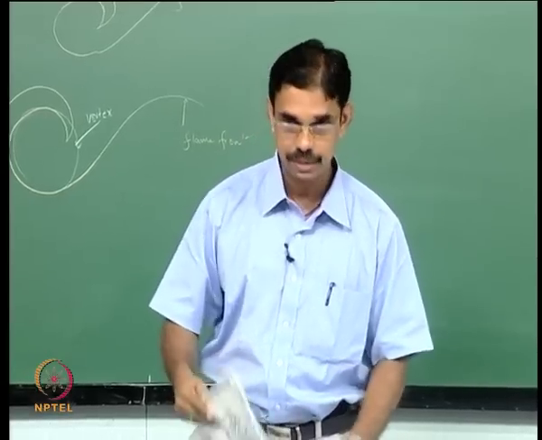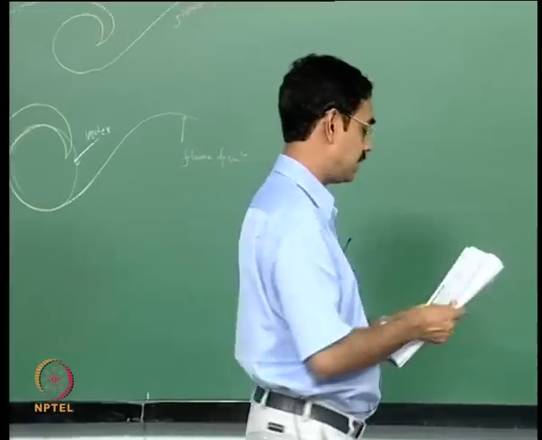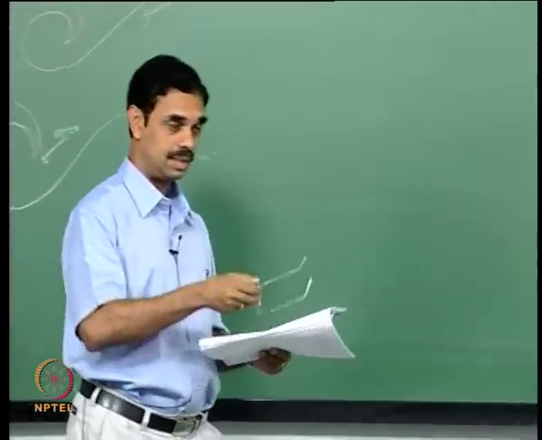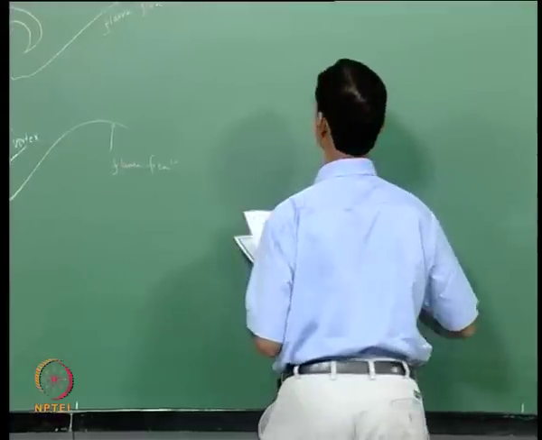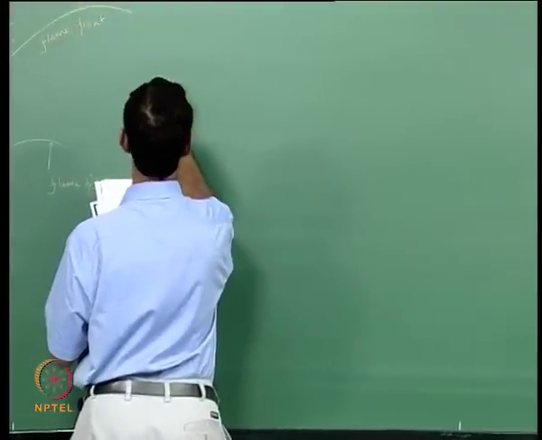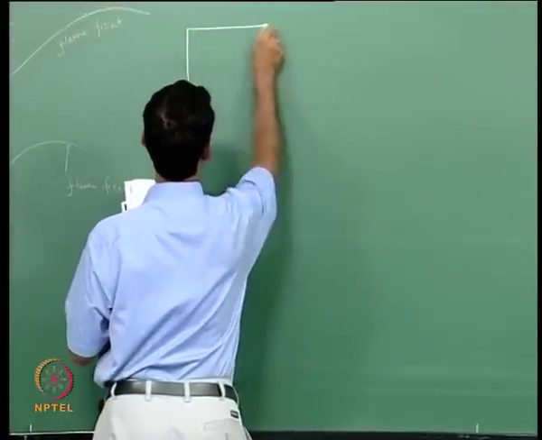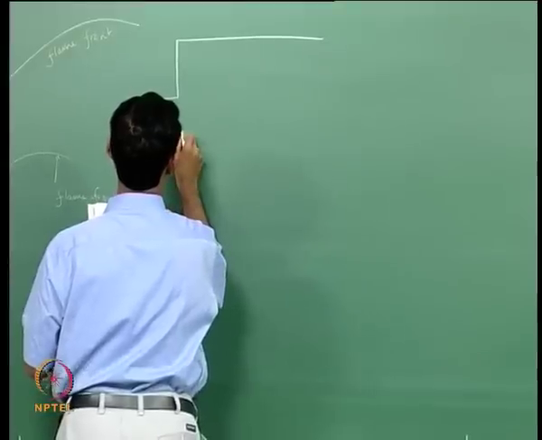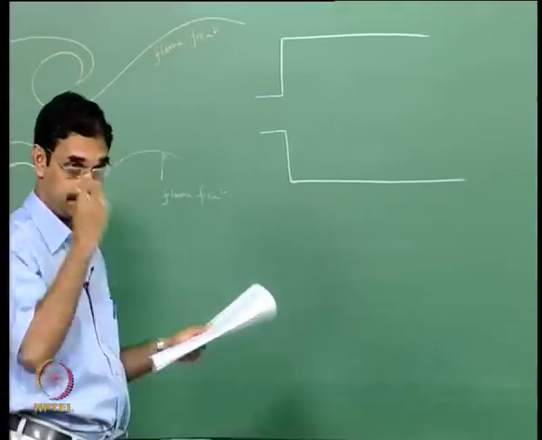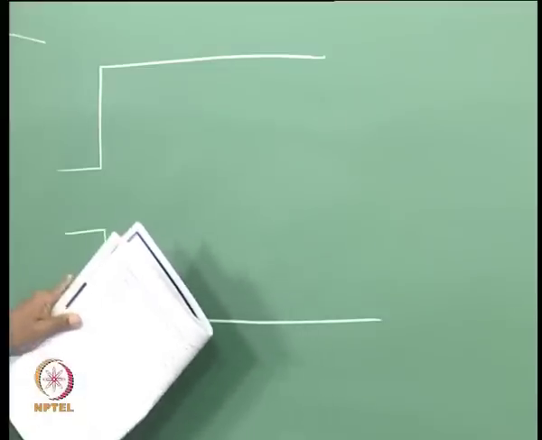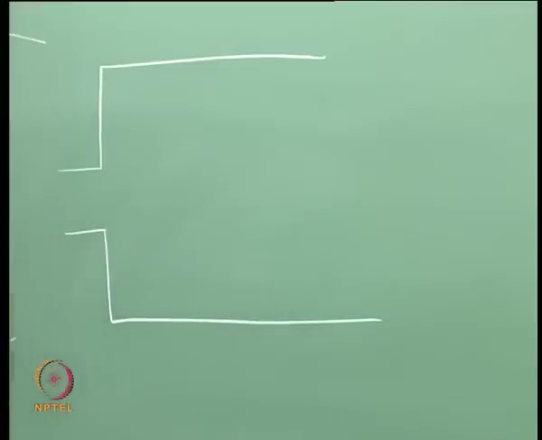So let me show a few typical combustion configurations so that Derek will be happy that we are looking at practical situations. So this is the typical dump combustor. Fluid mechanics people call it a backward facing step, and the combustion people call it dump. Both are the same, it is like dumping into a bigger region.